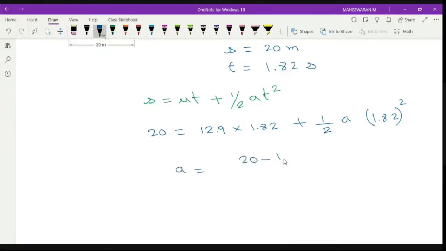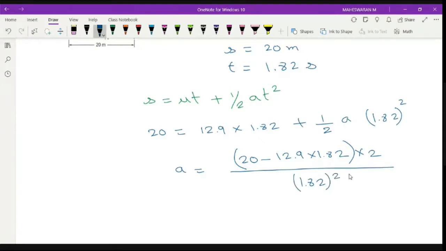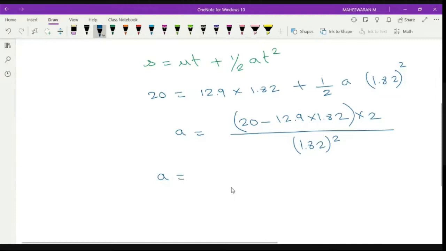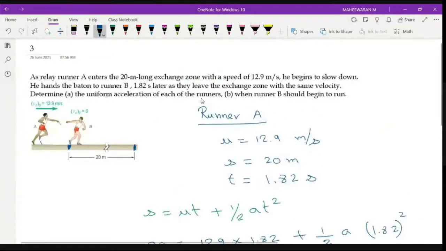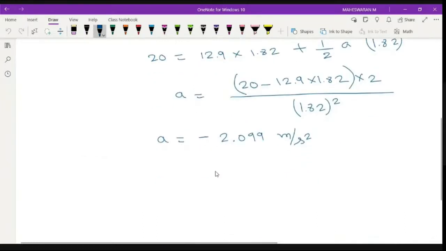So a will be 20 minus 12.9 into 1.82, into 2, divided by 1.82 the whole square. What will be the value of a? 4.286 minus 2.099... so a is minus 2.099 meter per second square. Right, this is my acceleration. For runner A, I have identified the acceleration.